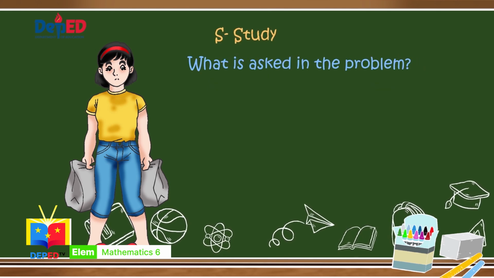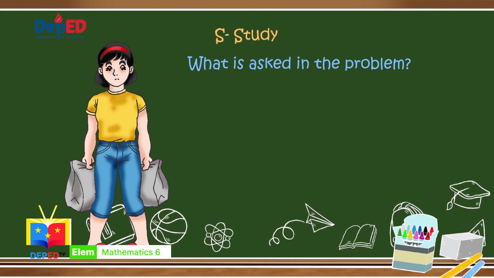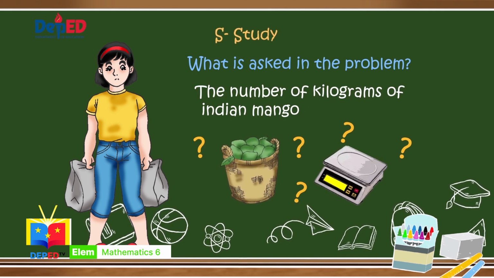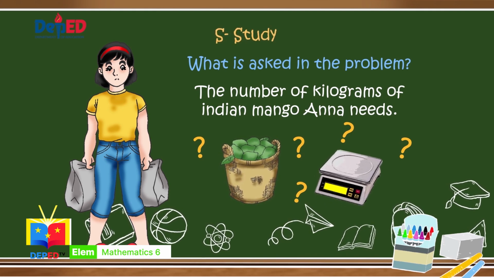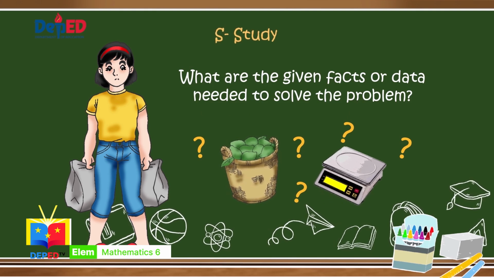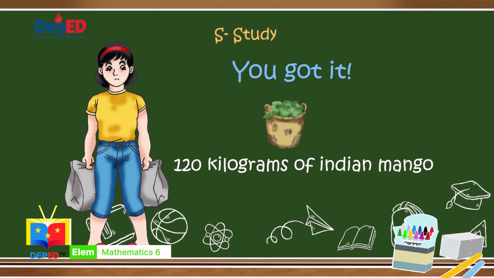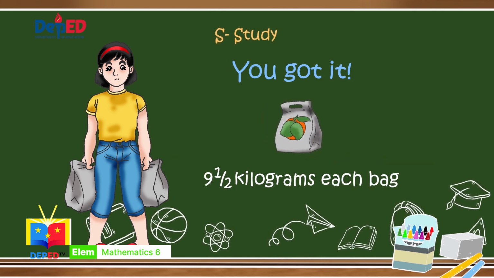Step 1. Study the word problem. These are the guide questions in studying or analyzing the problem. First, what is asked in the problem? You are correct. The number of kilograms of Indian mango Anna needs. Second, what are the given facts or data needed to solve the problem? You got it! 120 kilograms of Indian mango, 10 bags, 9.5 kilograms each bag.